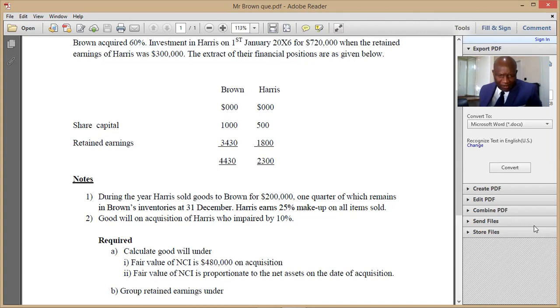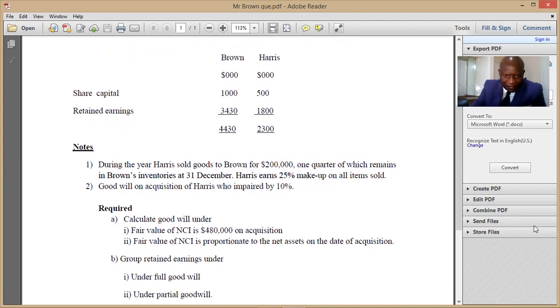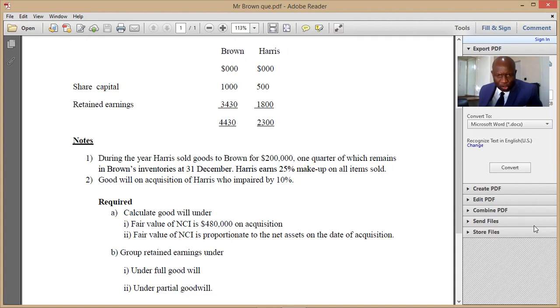Required: calculate goodwill under 1, fair value of NCI is 480,000 on acquisition; 2, fair value of NCI is proportionate to the net assets on the date of acquisition. So under number 1, that is full goodwill. And under full goodwill, there is the impact of impairment of goodwill, which will be split between NCI and the group. Under 2, that is partial goodwill, the impairment of goodwill will only affect the group's share. Since that is partial goodwill, there is no NCI. The group retained earnings under full goodwill and under partial goodwill.